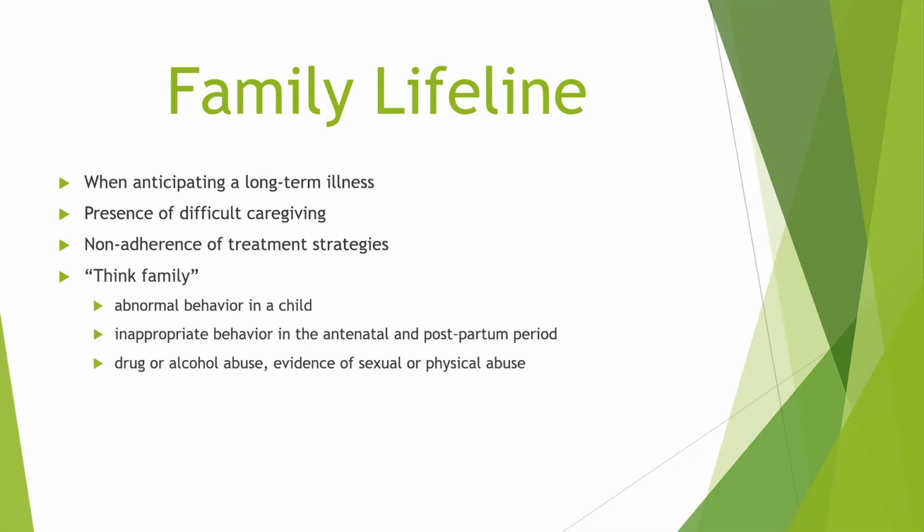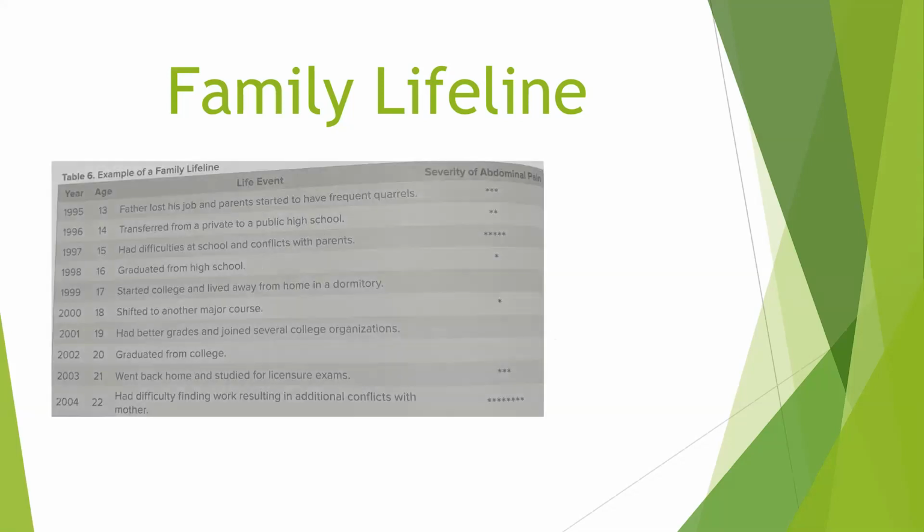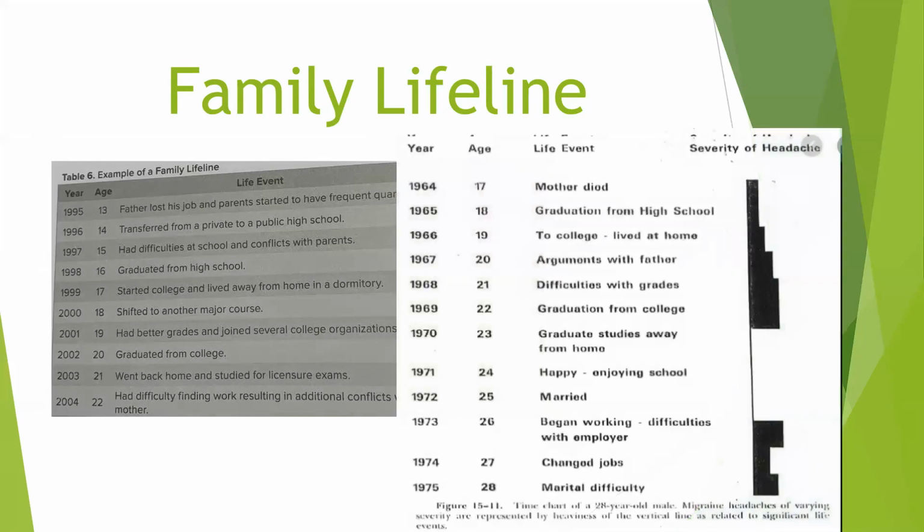It can also check if there's a relationship for abnormal behavior in a child, inappropriate behavior in the antenatal and postpartum period, abuse of drugs or alcohol, and even evidence of sexual or physical abuse. This is an example of the family lifeline where different life events are listed in chronological order, and the severity of the problem can also be identified. And here is another example, also in chronological order.